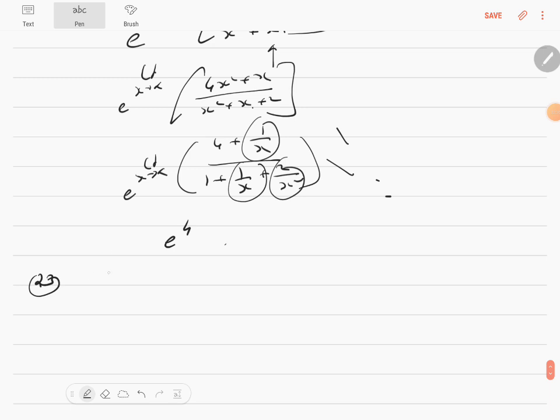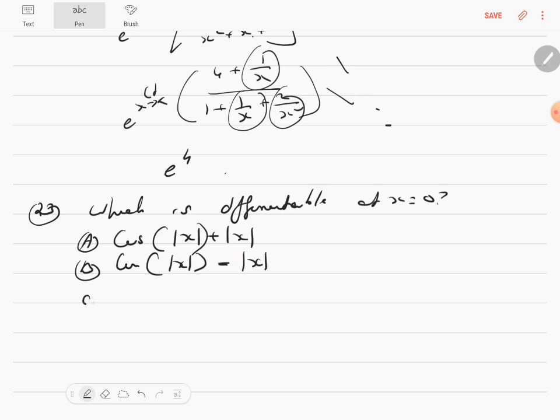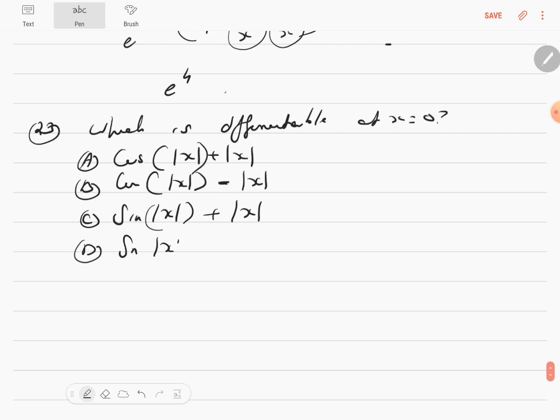Which of the following functions is differentiable at x equal to 0? The functions are: A is cos of mod x plus a separate mod x. B is cos of mod x minus a separate mod x. C will be sine of mod x plus a separate mod x here, and D is sine of mod x plus, I'm not sure what the question is, one second.